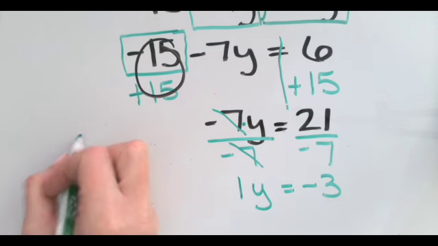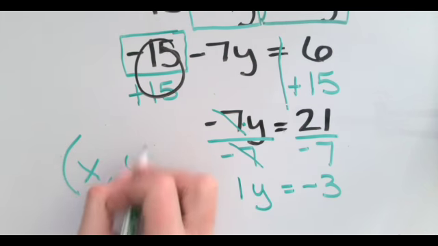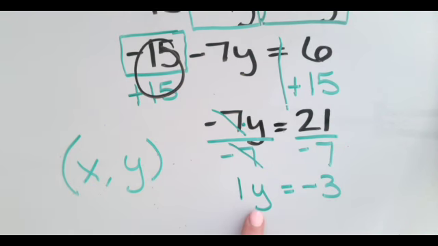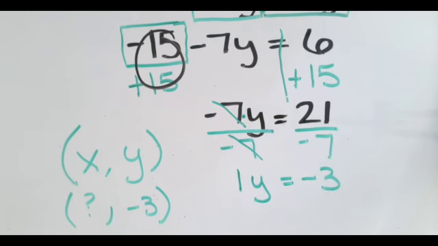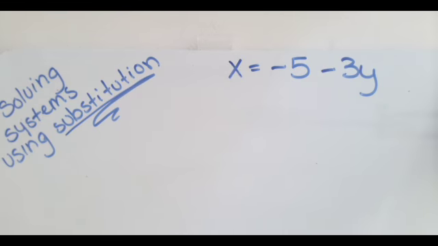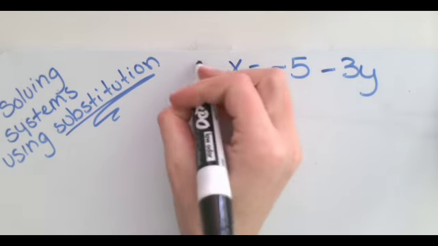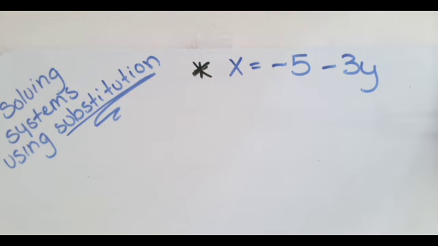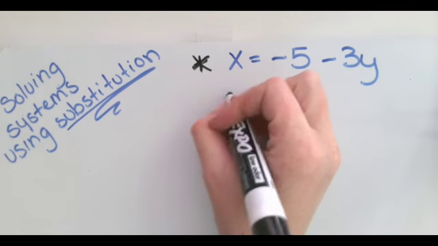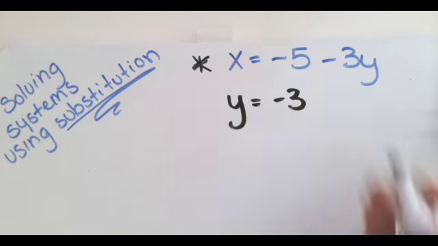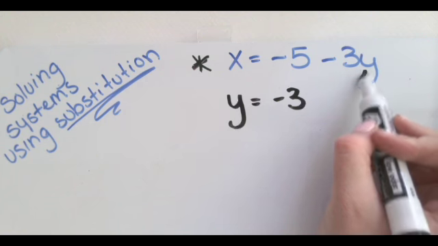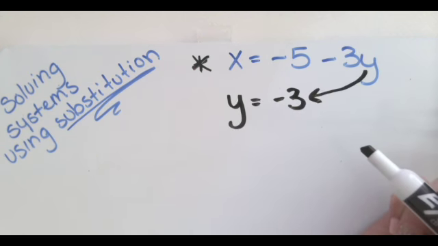I need an ordered pair where I have an x and a y value when I'm solving a system. So right now I have my y. I have y is equal to negative 3, and I don't know what x is equal to. So how do I figure out what x is equal to? If you recall, I had solved this equation a while ago where I said x was equal to negative 5 minus 3y. Well, now I know y is equal to negative 3.